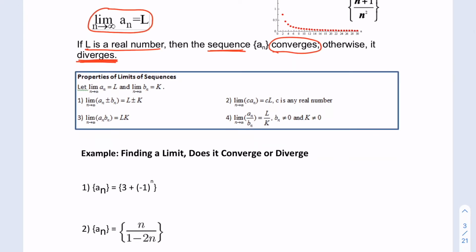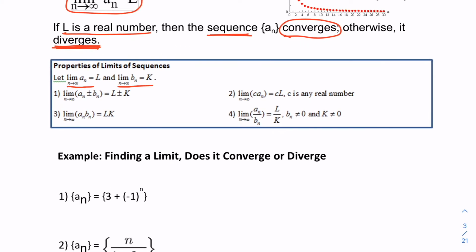The properties of a limit of a sequence. If the limit of an equals L and the limit of bn equals k as n goes to infinity, then the limit of an plus or minus bn is the sum or difference of the two limits. Same thing for multiplication, we can multiply the limits. Multiply by a constant, it's the constant times the limit. Division is also the division of the limits. So let's have a look at this example.